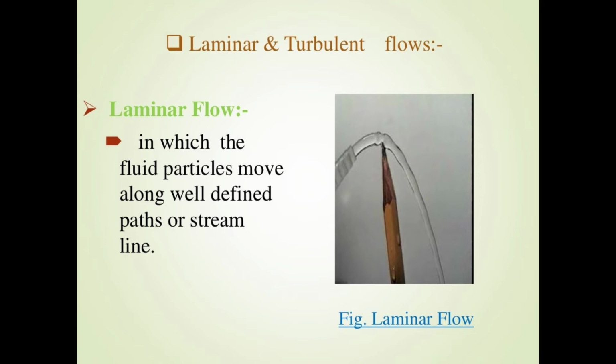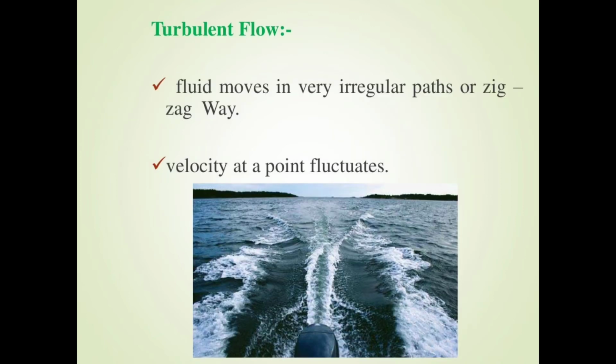Laminar and turbulent flows. The laminar flow is a flow in which the fluid particles move along a well-defined path or streamlines. Turbulent flow is a flow in which the fluid particles move in very irregular paths or a zigzag way. Here the velocity at a point fluctuates. This type of flow is known as turbulent flow.